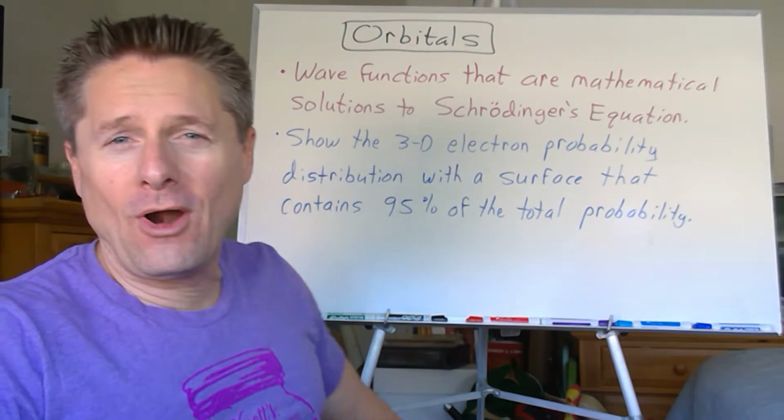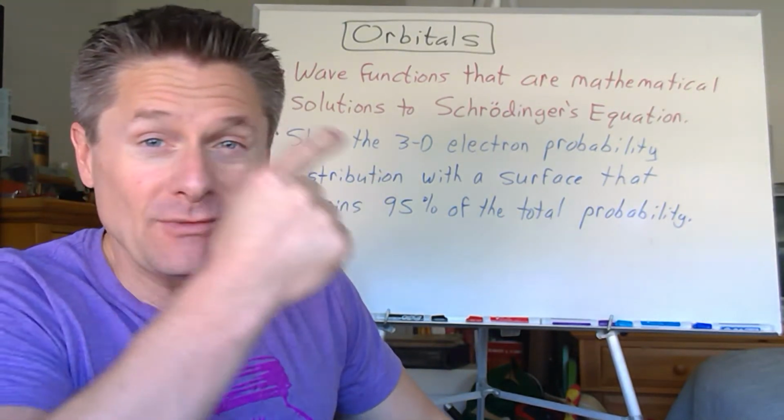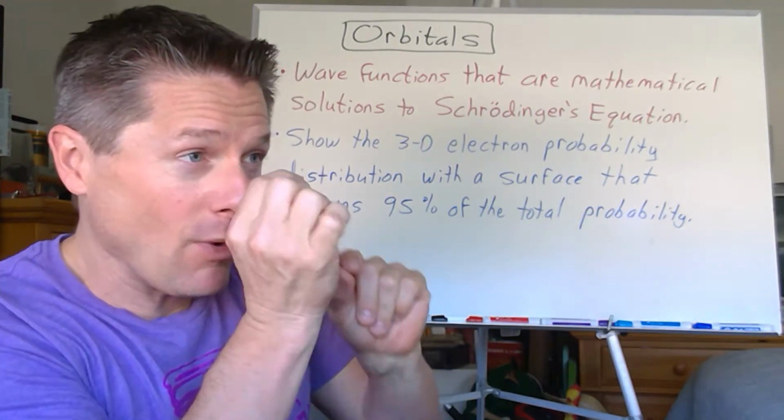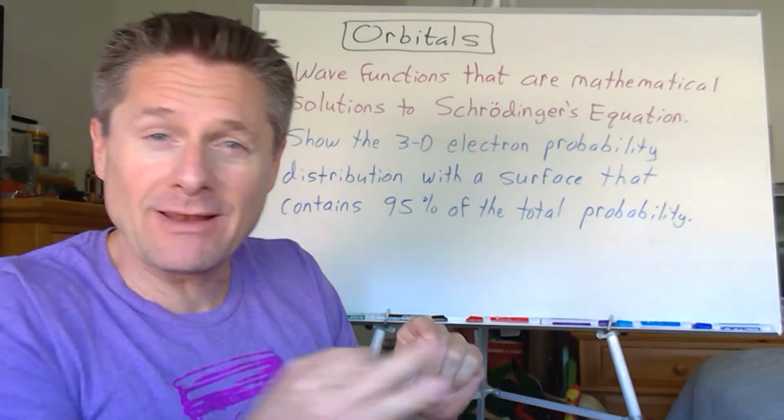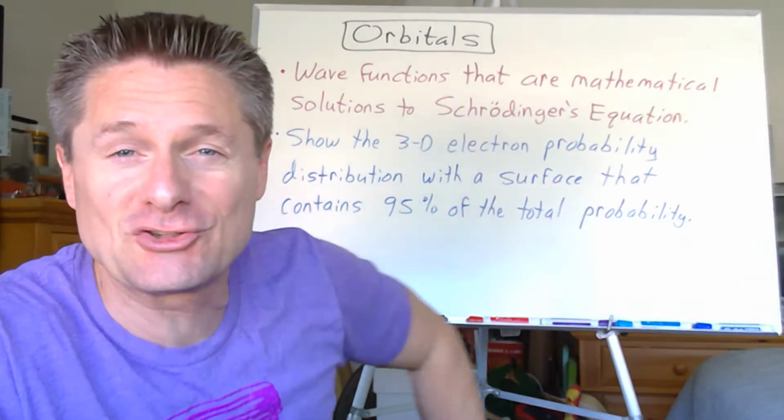We're looking at orbitals today, not Bohr orbits. We're not talking about those circles where you've got a point particle of an electron moving around with quantized angular momentum. No, no. We're looking at these solutions to Schrodinger's equation.